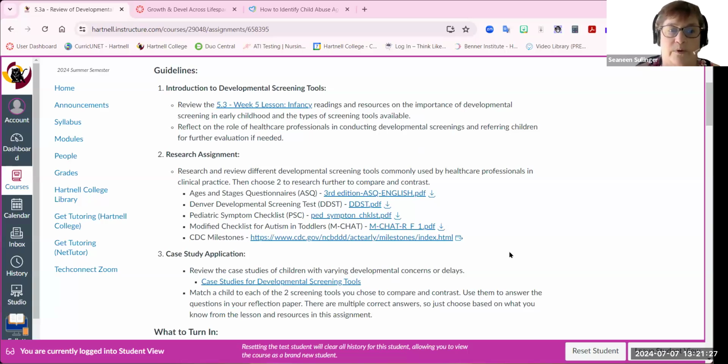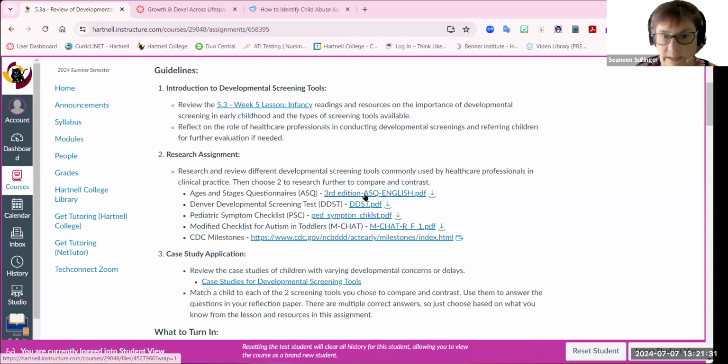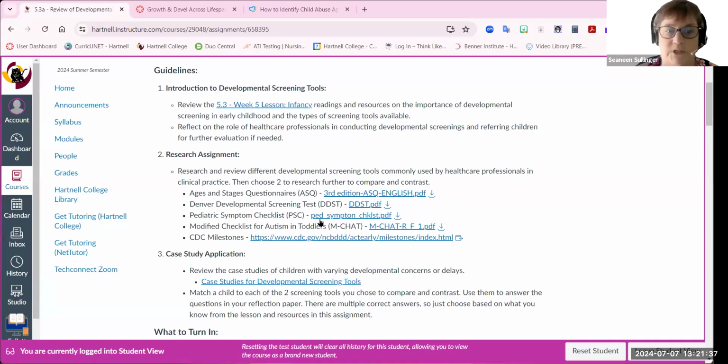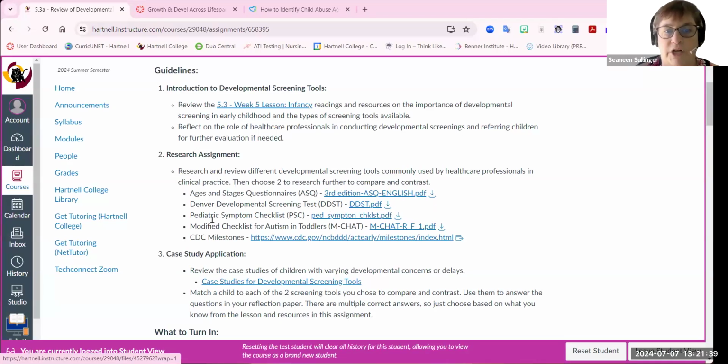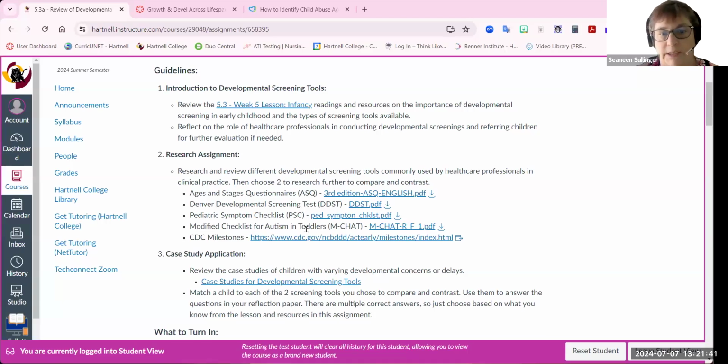But there are some other ones. There is the Denver Developmental Screening Test, and these links all take you to where you can see those developmental screening tests. There is the Pediatric Symptom Checker. There's also the M-CHAT, which is a Modified Checklist for Autism in Toddlers. So that one is there as well.